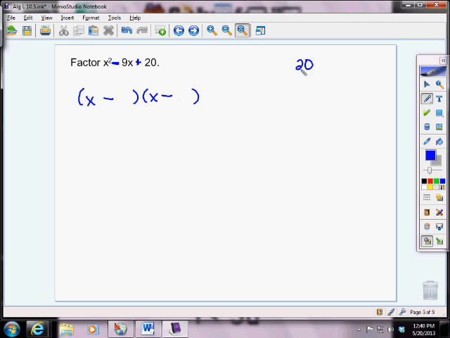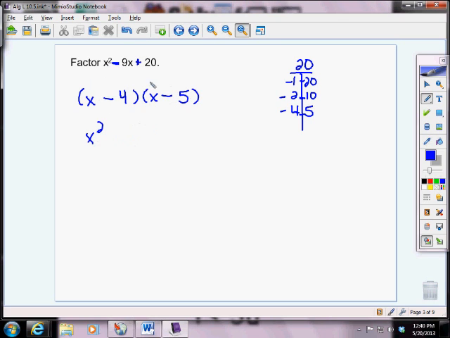Now if you need to, make a t-chart. 1 times 20, 2 times 10, 3, no, 4 times 5. It's a little tricky because they have to multiply to give you 20 and add to give you a negative 9. But we know they're both negative, so you can kind of just think that all of these are negative. Can I add negative 1 and negative 20 to give you negative 9? No. Can I add negative 2 and negative 10? No. Can I add a negative 4 and a negative 5? Yes. So this has to be 4 and 5 because I already had the minuses there. Negative 4 times a negative 5 is positive 20. Negative 4 plus a negative 5 is negative 9.